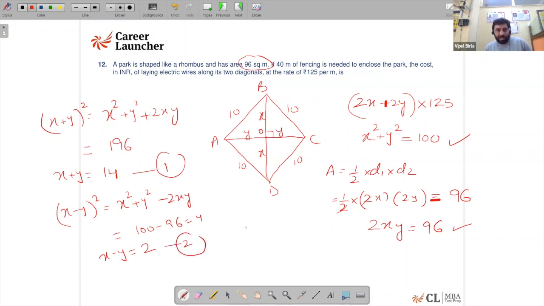So if I add these two equations, I end up getting 2x is equal to 16. So therefore, x will come out to be 8. While subtracting, I end up getting 2y as 12. So therefore, y comes out to be 6. So that means I know the lengths x and y as 8 and 6.